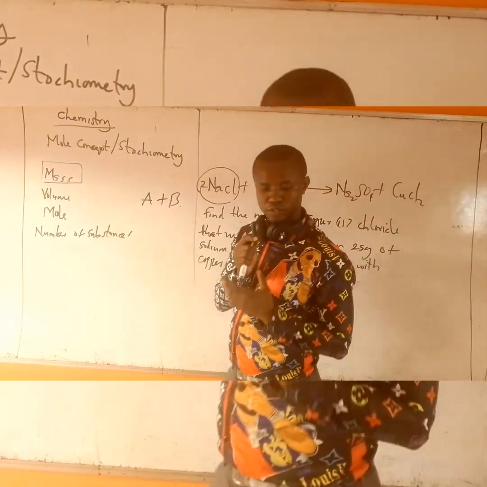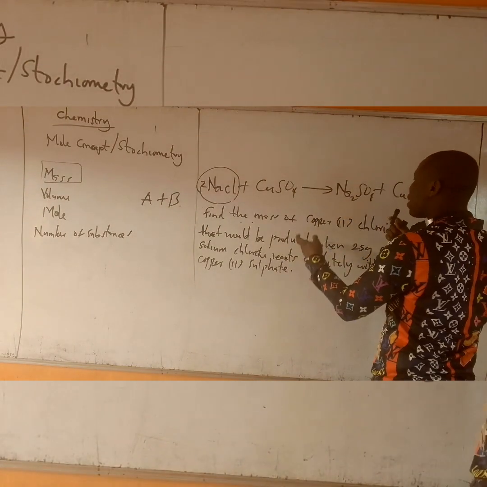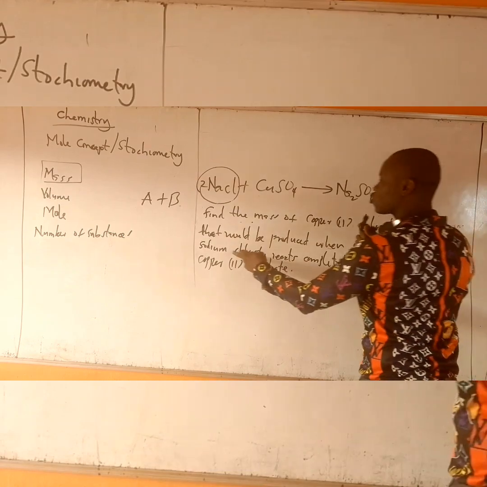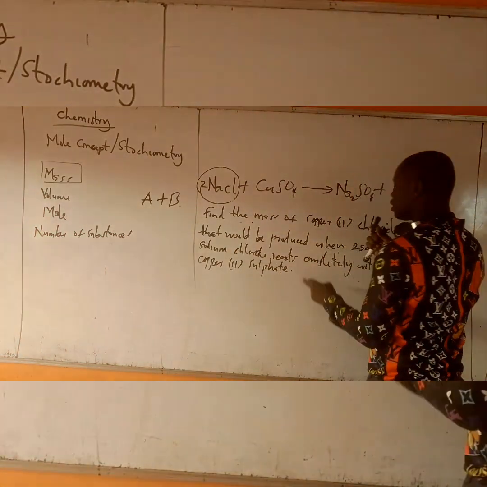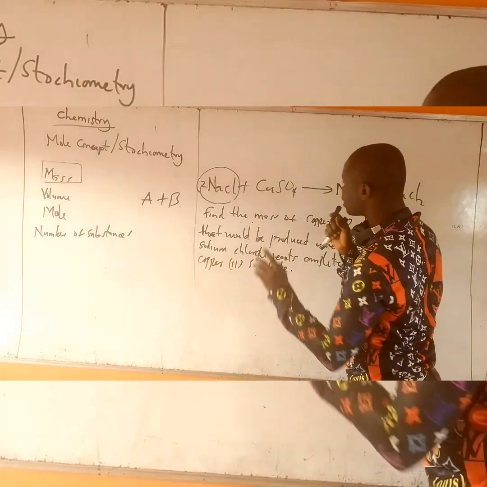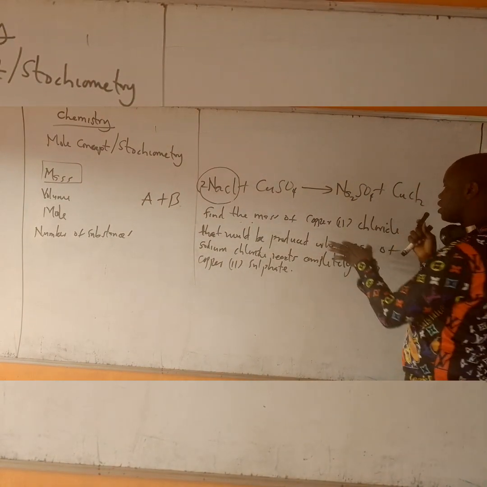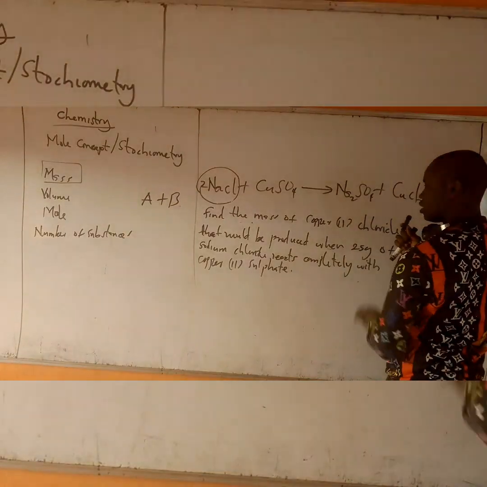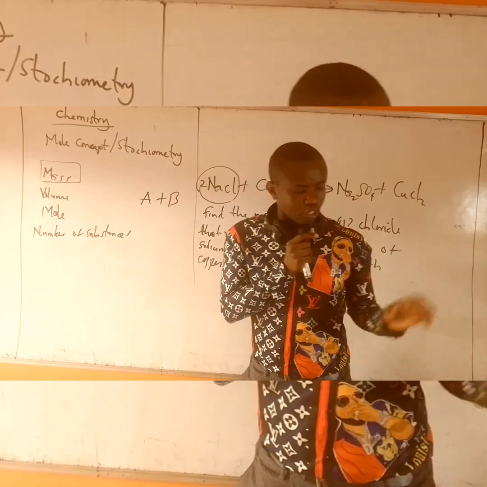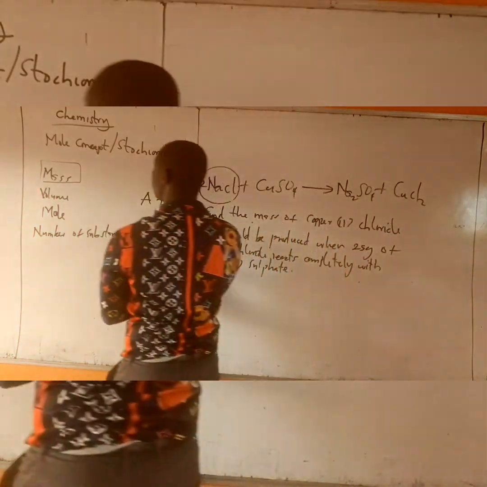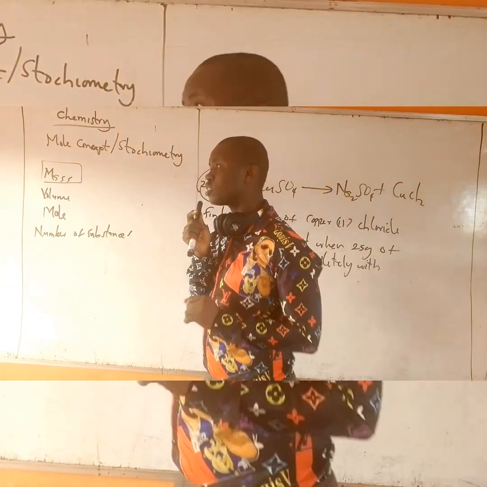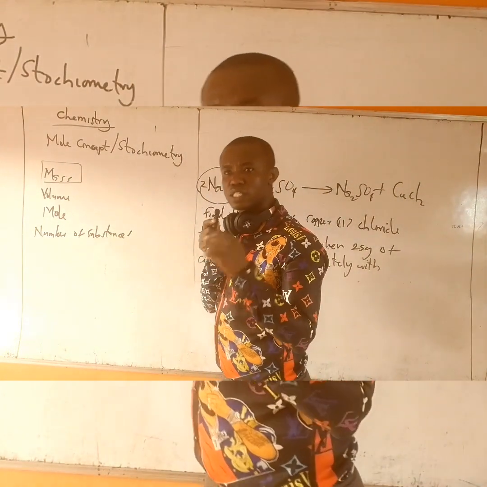Are you following? Okay, they said we should find the mass of copper 2 chloride that would be produced when 25 grams of sodium chloride reacts completely with what? Copper 2 sulfate. Now you see that in this equation, they gave three things, right? They mentioned copper 2 chloride, sodium chloride, and copper 2 sulfate. Am I communicating? Now, just like I've always said, you are looking out for just two things. The first one, you are given something about it. The second one, you are asked to look for something about it.